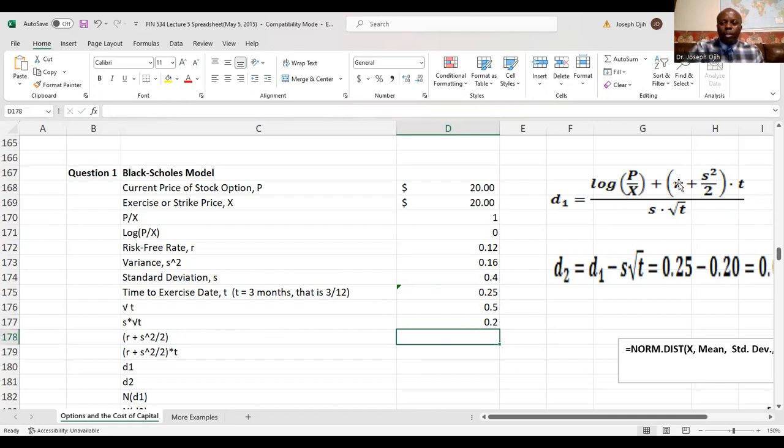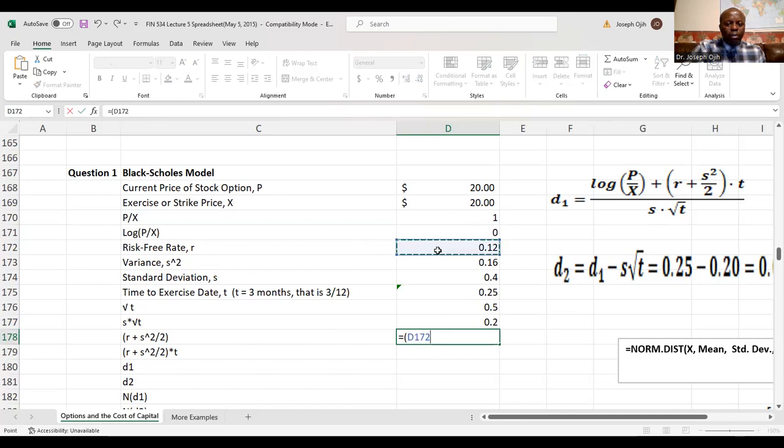Now it's time to get this part of the formula. I've already gotten this one, and this one right here. It's time to get this part. To get this part, let me get the one in parentheses first. Equals R plus S squared over 2. S squared means the variance. So I'm going to put parentheses. Our R, which is the risk-free rate, is 0.12, plus, parentheses, the variance, which is S squared, is right here.